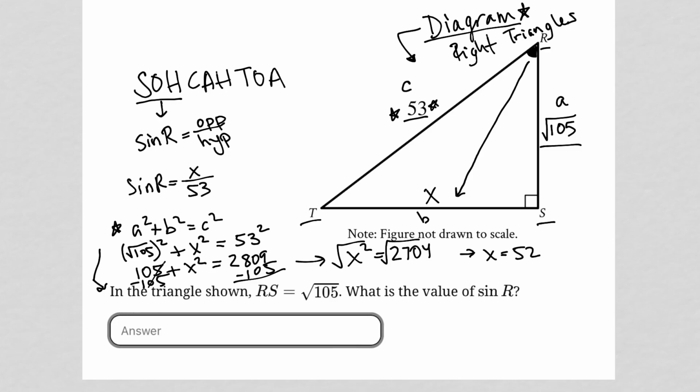But again, the question was not asking me to solve for x. It was asking me to solve for the sine of r. So the sine of r equals x over root 53, just to remind you here. And therefore, since we know x is 52, that means the sine of r is really 52 over root 53. And that is our final answer. So our answer here is 52 over root 53.